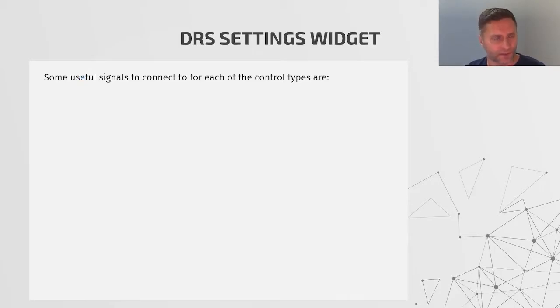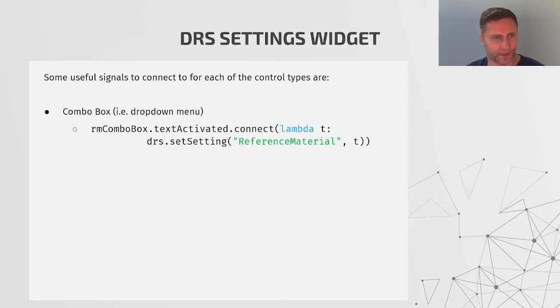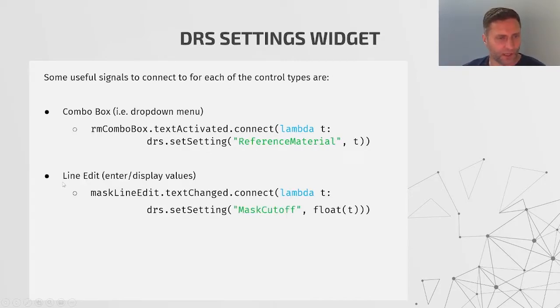So these are some of the signals that you'll want to know about for the different control types. I generally look these up each time, but just to save you from doing that, here's some of the most common ones. So if you're using a combo box, as I mentioned, this is a drop-down menu, you'll want to use this text-activated signal and just connect it up to drs.setSetting and whatever setting you're trying to update. If you're using a line edit, as I mentioned, this is where the user can enter values. You'll want to use this text changed signal.